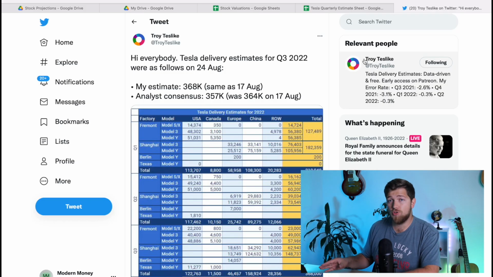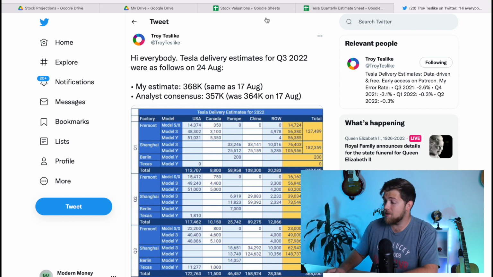Seriously, huge shout out to Troy. He's doing some great work over there, making my job super easy. I'm literally just going to steal his estimate right here, plug it into our sheet, and we're going to be able to get a price target. So let's go ahead and do that.